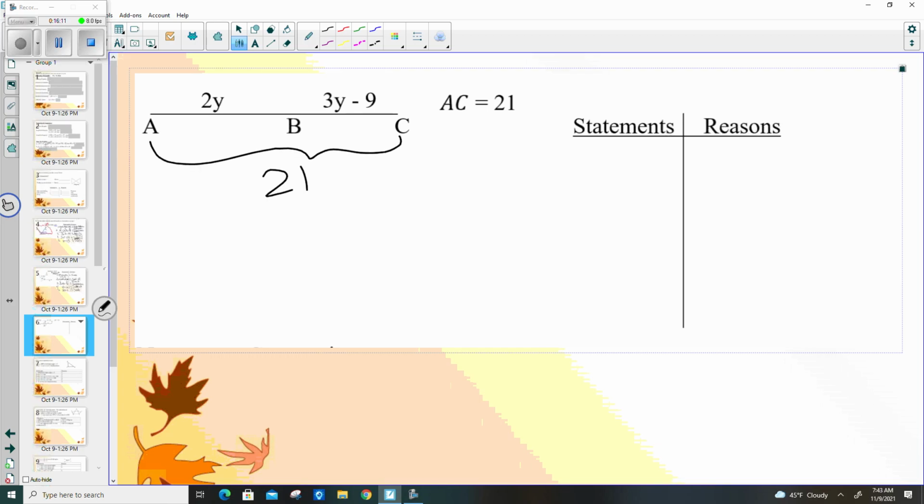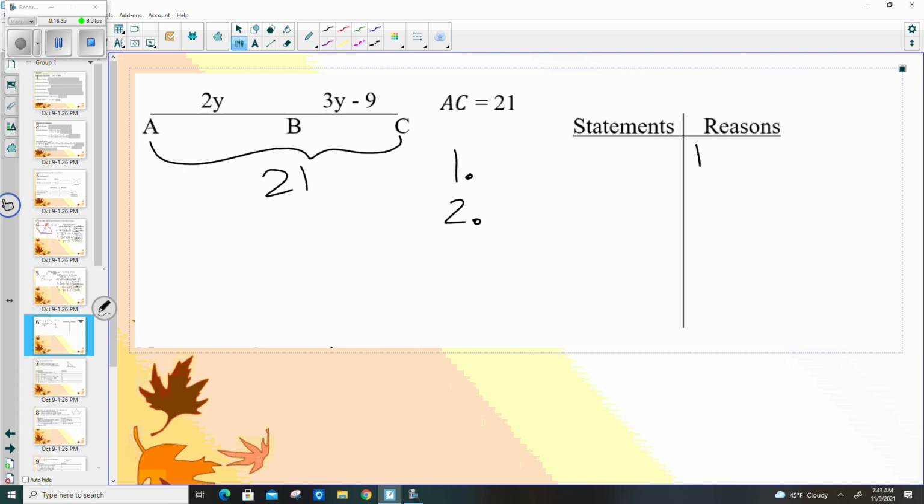Okay? Think algebra for a minute. What would you do? How would you get y? Perfect. 2y plus 3y minus 9 equals 21. That's what you would do back in chapter 1 when I just said just solve it.